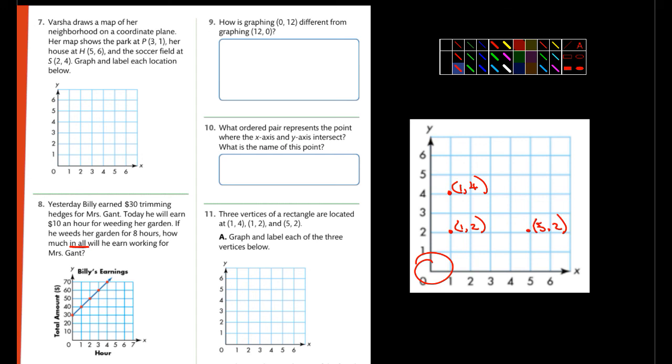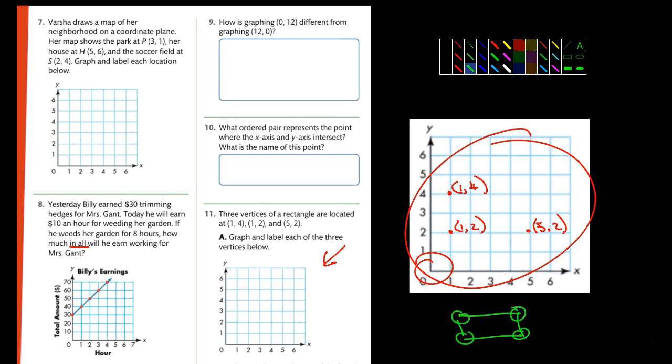What are these 3 vertices of a rectangle? 3 vertices of a rectangle are located at those coordinates. Graph and label each of the 3 vertices below. Well, you're going to be doing it right there in your book. I just did it right here for you. Remember, vertices are the corners of something. So if I was to draw, let's say, a rectangle right here, okay, these 3 corners are the vertices. If I was to draw a triangle, these 3 corners are the vertices. So that's what they're talking about, vertices. All right.